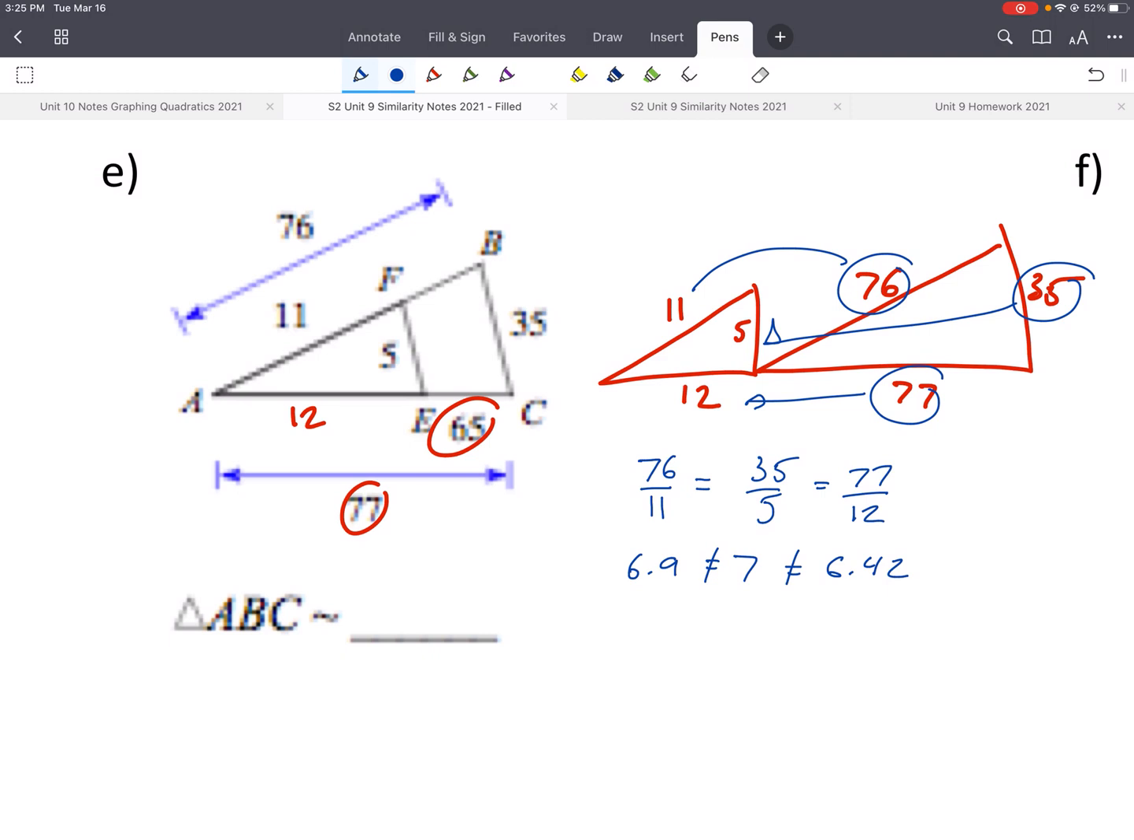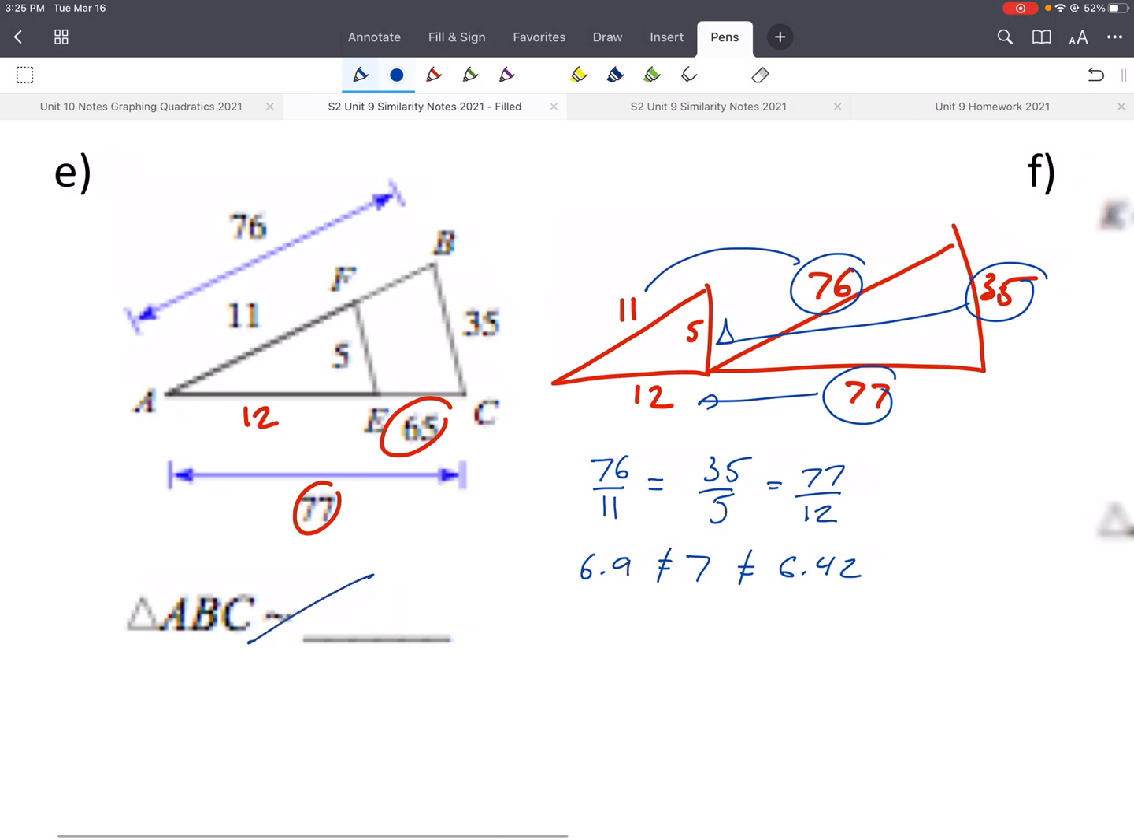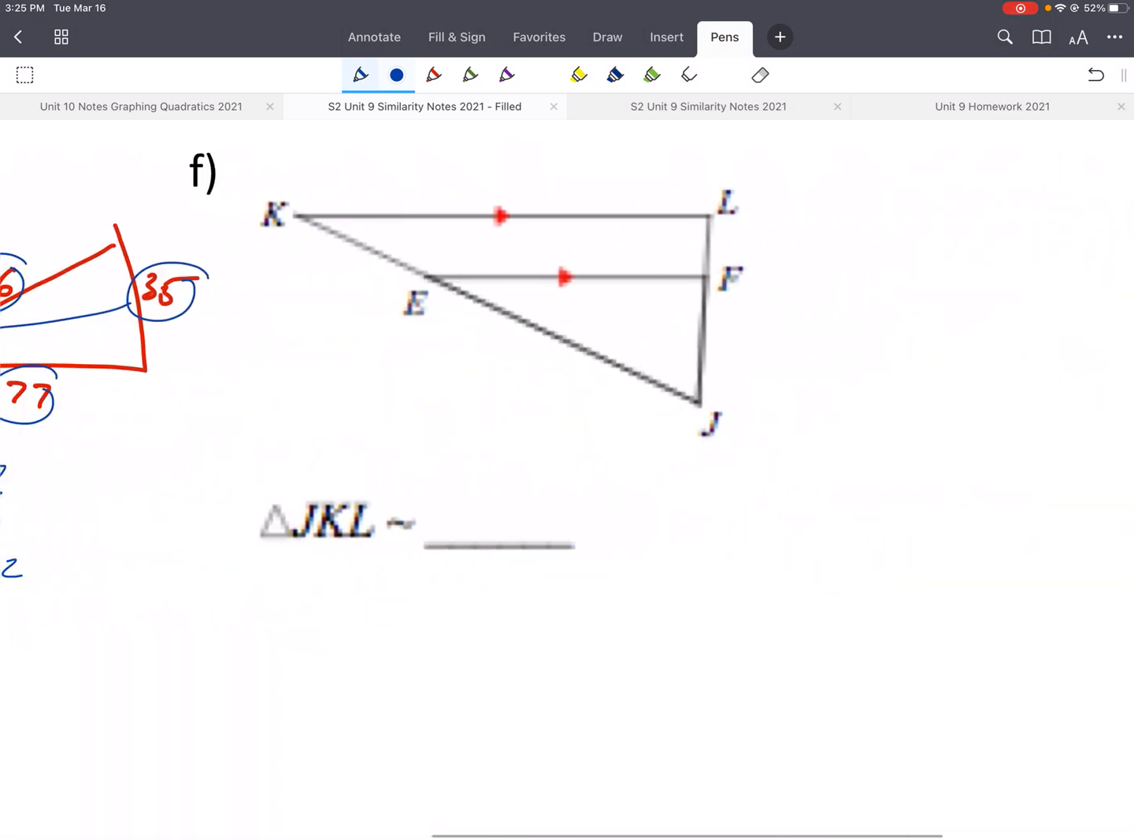So these are not similar. Unless I made a mistake. I'll have to go check and see if I did. So I'd say not similar. Okay, yes, they're not similar.